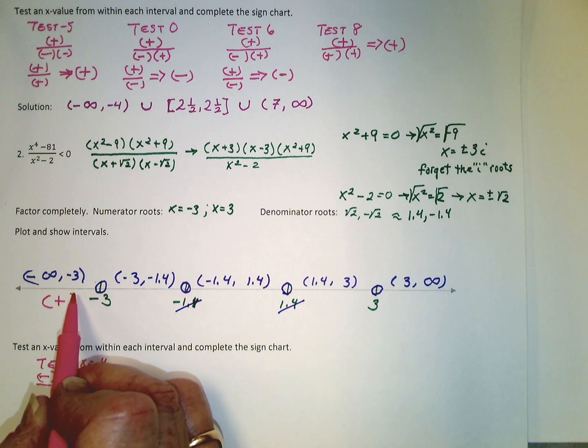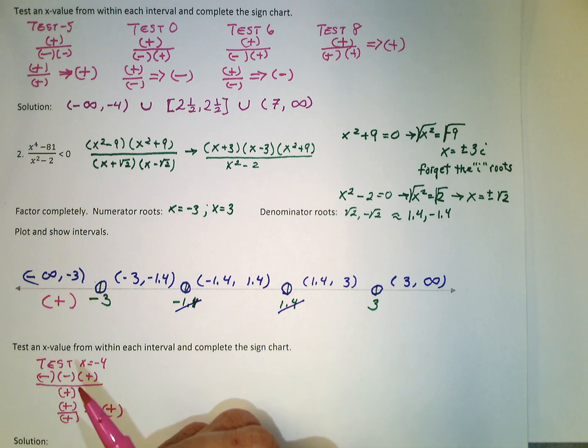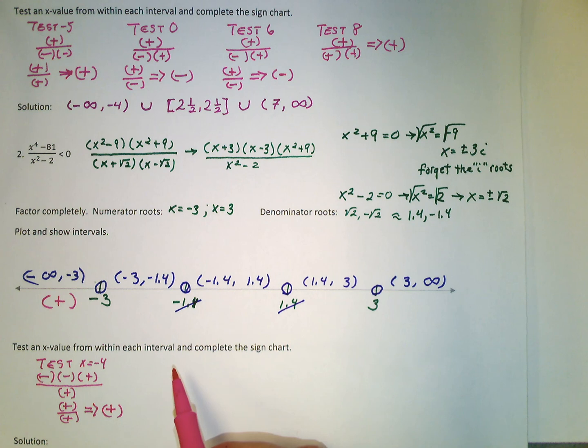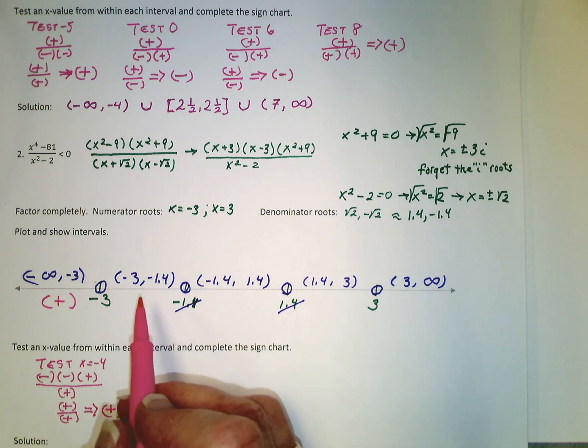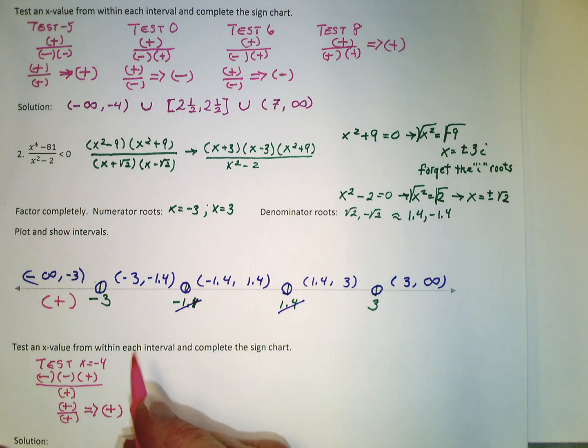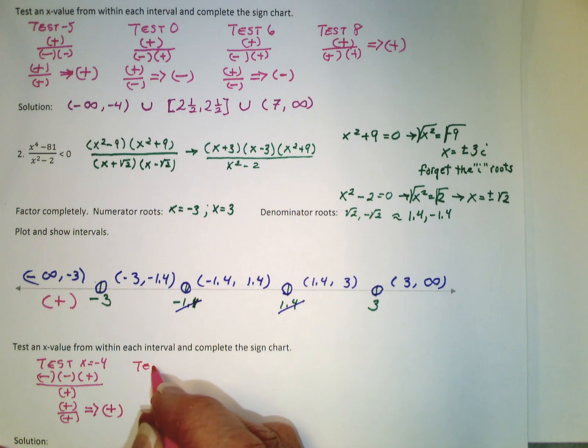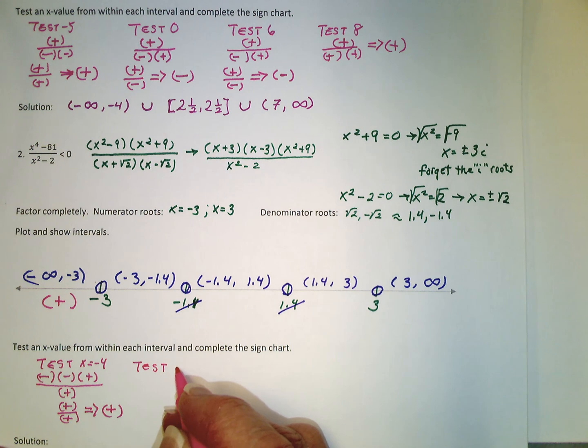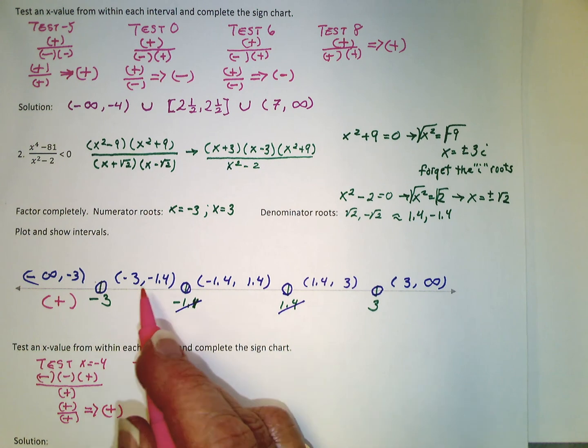No matter what x value we pick from here out to negative infinity, the fraction is going to come out positive. So now we get to pick something between negative 3 and negative 1.4. I'm going to test negative 2. That's in between negative 3 and negative 1.4.